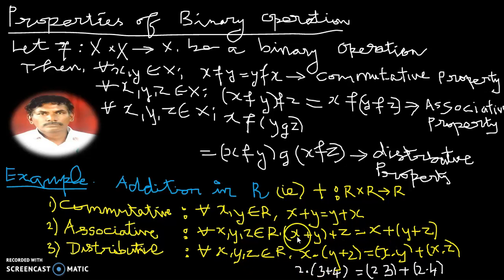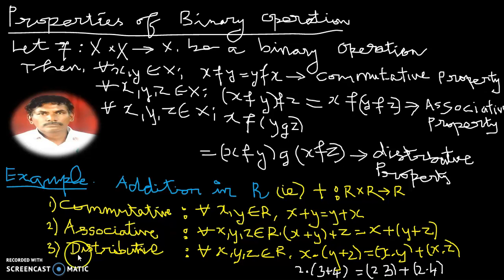Take for example 1 plus 2 plus 3. How much do you get? You are getting 6. The same way here, 1 plus 2 plus 3, 5 plus 1, 6. So on both sides you are getting the same answer. So the association either way is possible in the binary operation.